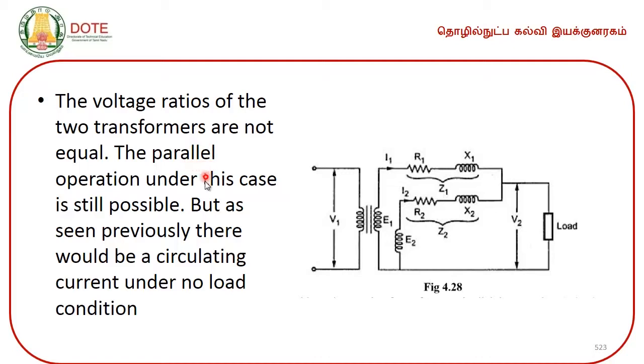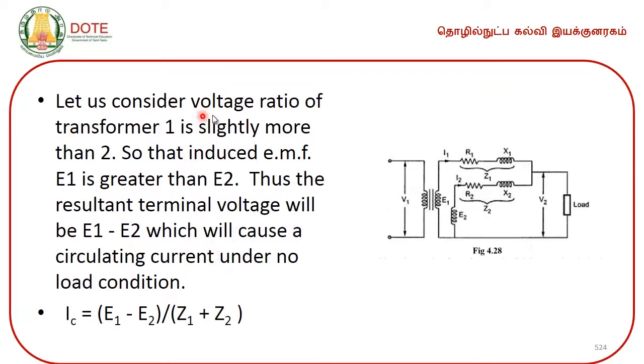The parallel operation under this case is still possible, but as seen previously, there would be a circulating current under no load condition. Let us consider that the voltage ratio of transformer 1 is slightly more than that of transformer 2, so that the induced EMF E1 is greater than E2. Thus, the resultant voltage will be E1 minus E2, which will cause a circulating current under no load condition, that is IC is equal to E1 minus E2 divided by Z1 plus Z2.